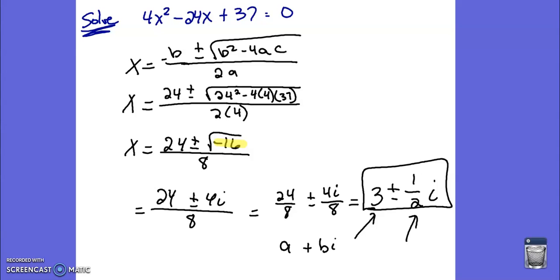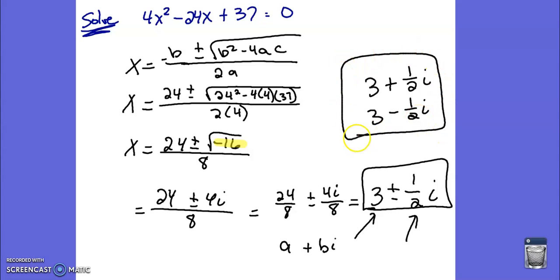And then just a side comment. Notice that if we wrote them separately, 3 plus 1/2 i, the other one's 3 minus 1/2 i. So they're actually conjugates of each other. So you could see that if I multiplied those together, the middle terms would cross out. So that's just interesting to note with the quadratic.